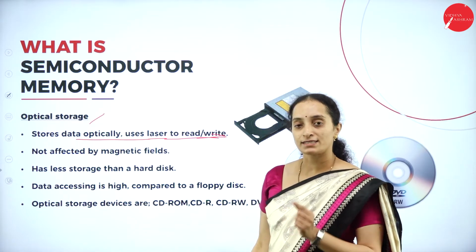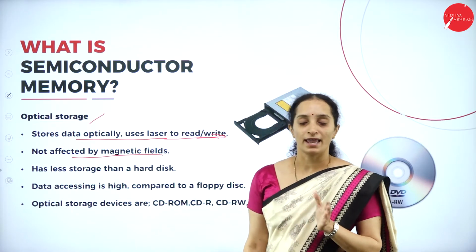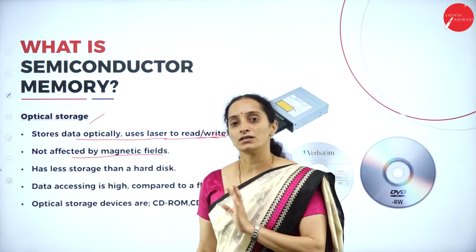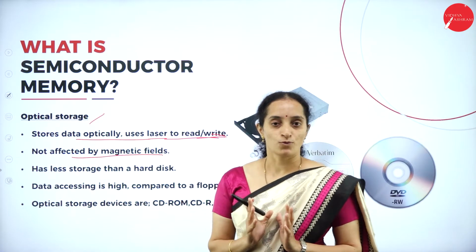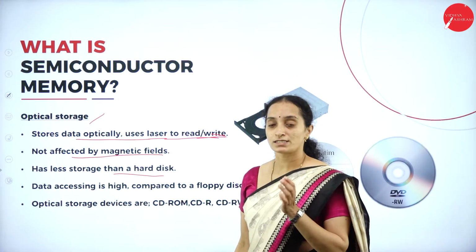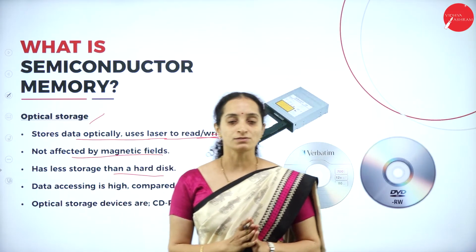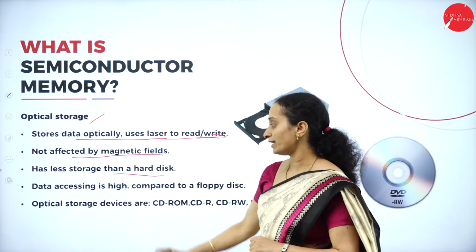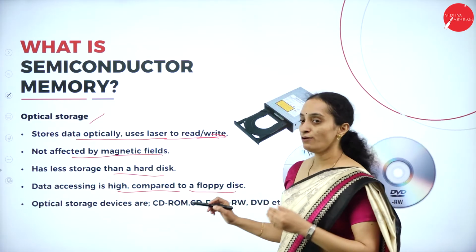They use the laser to read or write the data and are not affected by any magnetic field. Even if you have a magnetic field around the location of the system, it will not affect the working of the system. Then it has less storage than the magnetic one. Magnetic has more storage when compared to optical. Data accessing is high compared to a floppy disk.